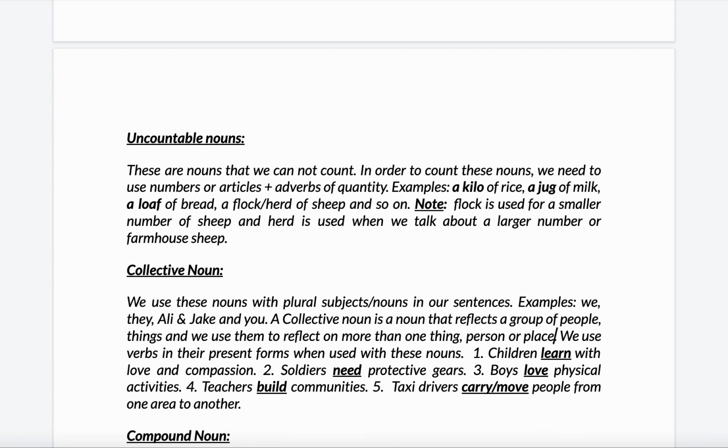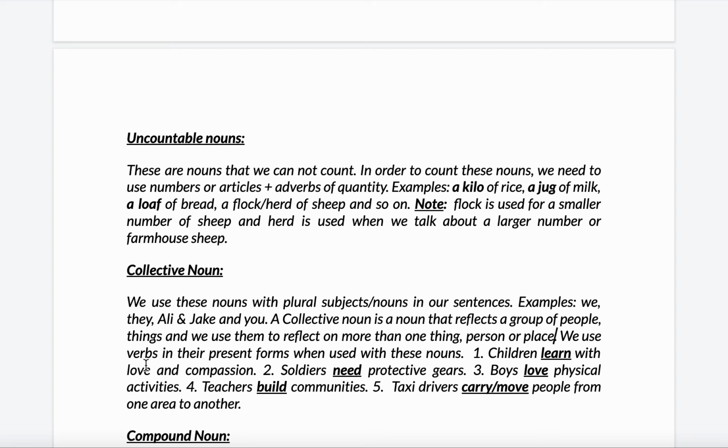Okay, when we talk about collective nouns, we talk about more than one person. So it could be a group, it could be me and you. We're talking about "we are hungry." So we talk about collective nouns. "They are smart." So, for example, Ali and Jacqueline, or maybe let's say Zabera and Zahir, and all those names. So let's talk about the rest of this.